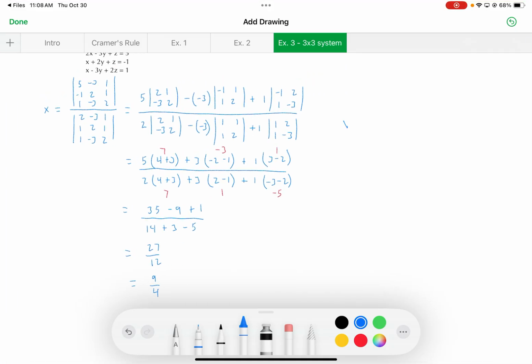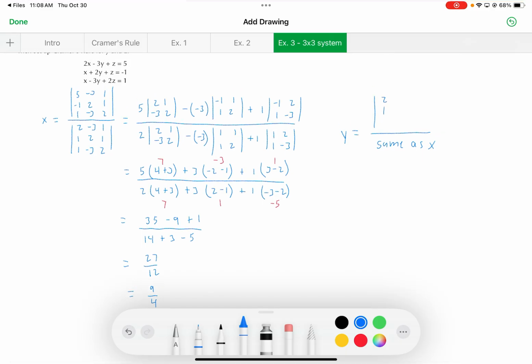Okay, now let's just set up y and z real quick. For y, I know the denominator, I'm just going to say that's the same as x. Numerator, first column will be the coefficients of x. Middle column will be the constants. Third column will be the coefficients of z. For z, denominator should be same as x. First column, coefficients of x. Middle column, coefficients of y. Final column, constants.